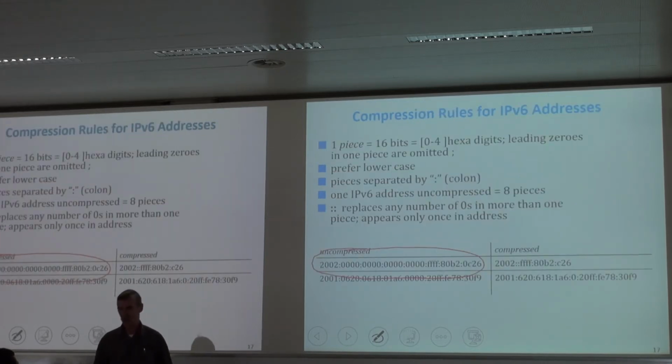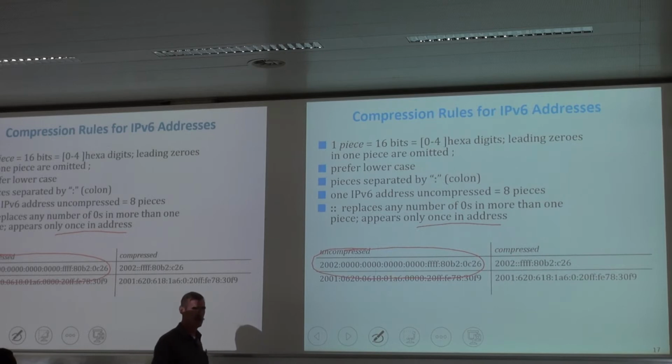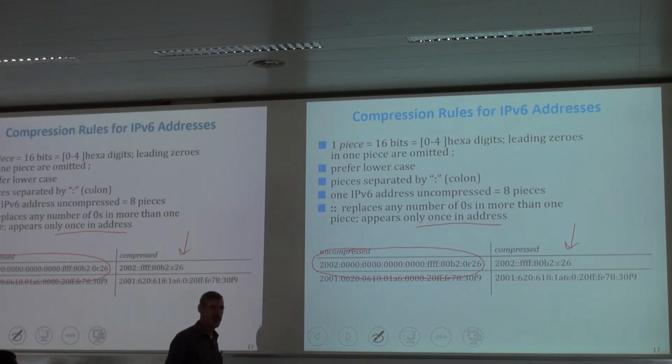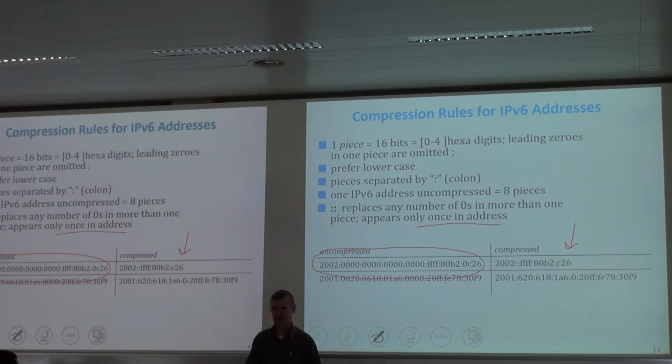And if there are many blocks that are entirely made of zeros, we can forget them by writing nothing, with a convention that you can do it only once. Otherwise it would be ambiguous. You would not know how many zeros were forgotten. For example, this address circled in red can be more simply written as the compressed form on the right here. What I've done, I've removed all the zeros and replaced them by empty space between colons.